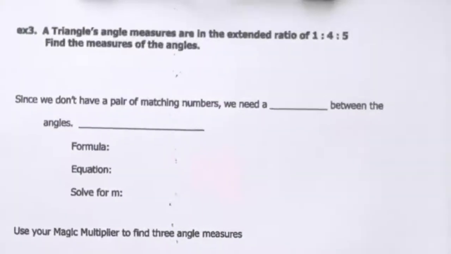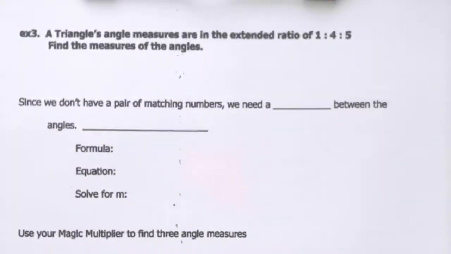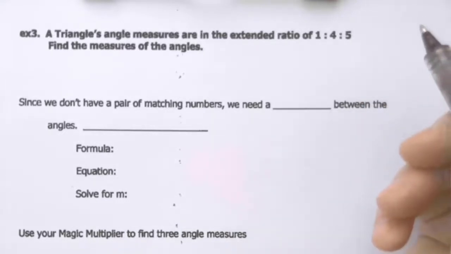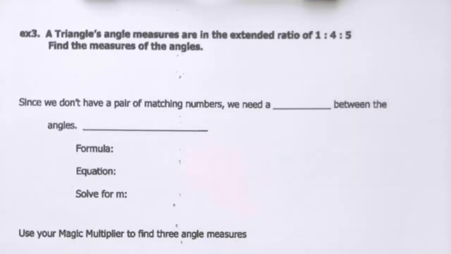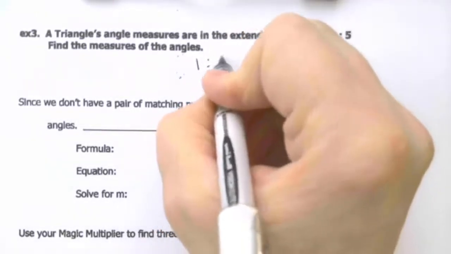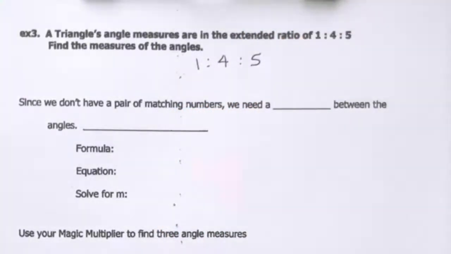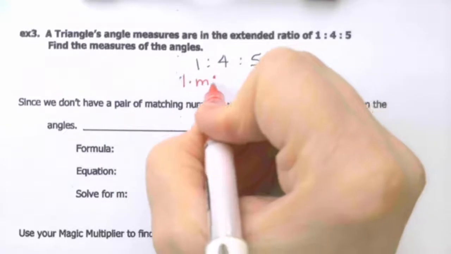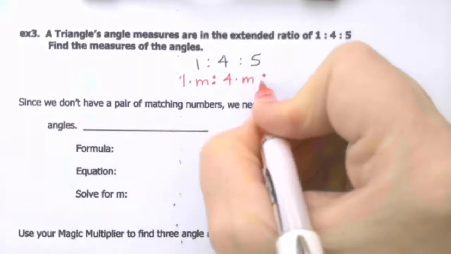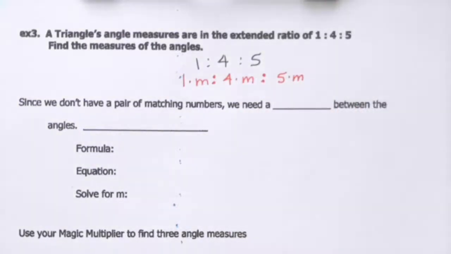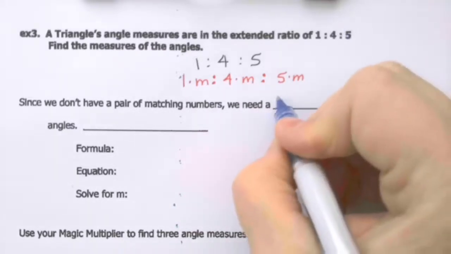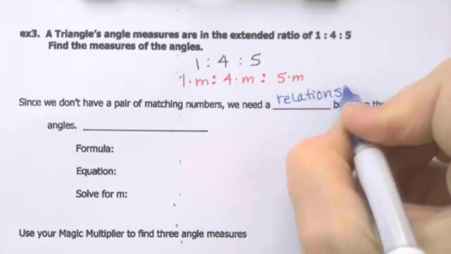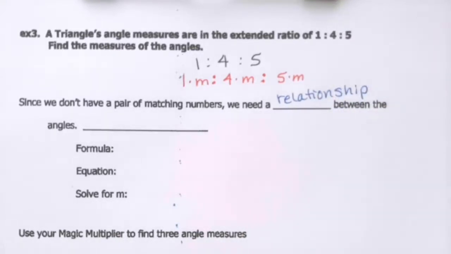Example 3. A triangle's angle measures are in the extended ratio of 1 to 4 to 5. Find the measure of the angles. So 1 to 4 to 5, that's our ratio. So to find the actual angles, I need my magic multiplier. So 1 times m, 4 times m, 5 times m. Since we don't have a pair of matching numbers like the last one, we need a relationship. I'm sorry that space is so small. We need a relationship between the angles.